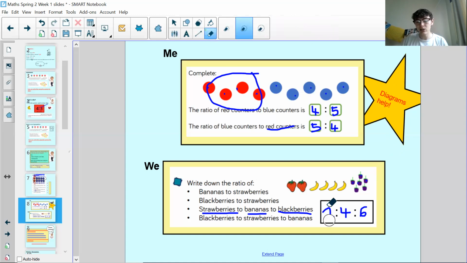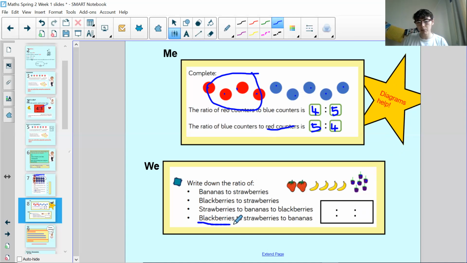So what I'd like you to have a go at now is trying the last one on the bottom here, okay? So now it is asking for blackberries to strawberries to bananas, okay? So tell me which ones you think should go first, put it down, and then I'll come to you with the correct answer.